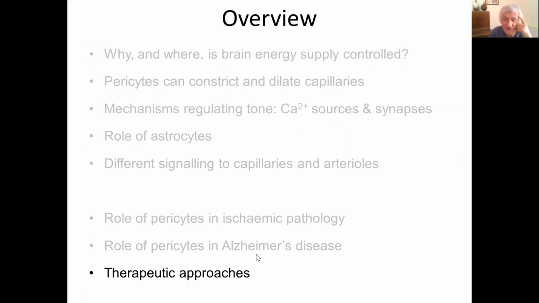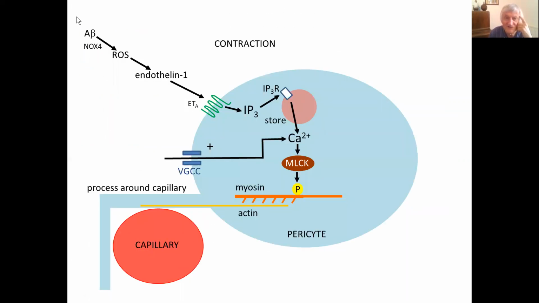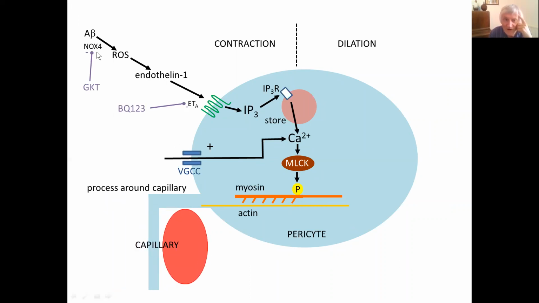Okay, can we prevent or reverse this constriction? I've shown you that this is what's happening. A-beta is dumping calcium via endothelin receptors, and that constricts the capillary. How can we stop this? Well, we could try blocking the NOX4 or the endothelin receptor, but endothelin receptor activation is fairly irreversible pharmacologically. It doesn't work very well.